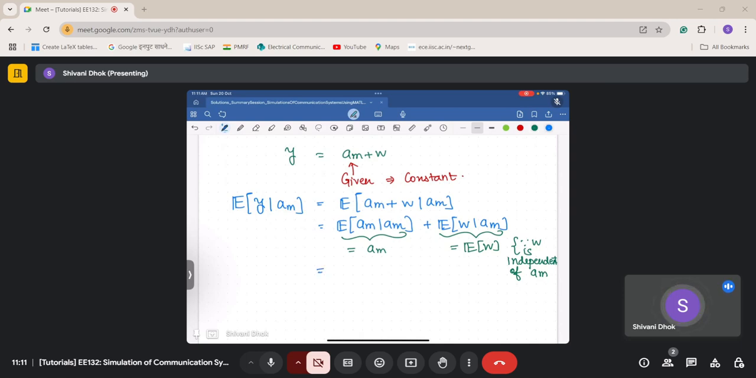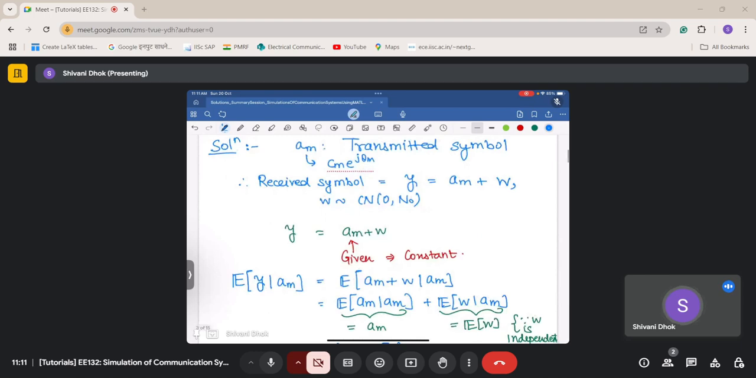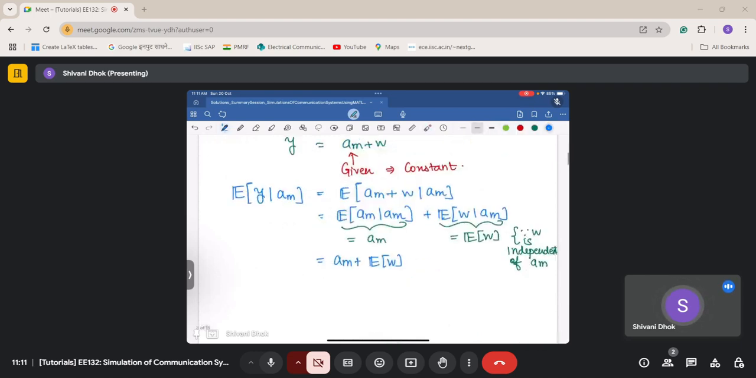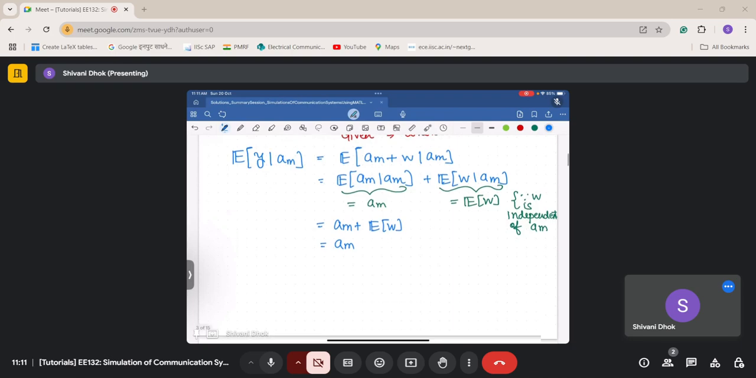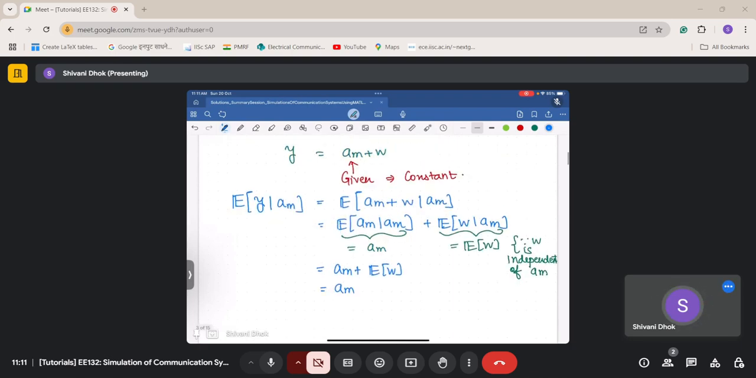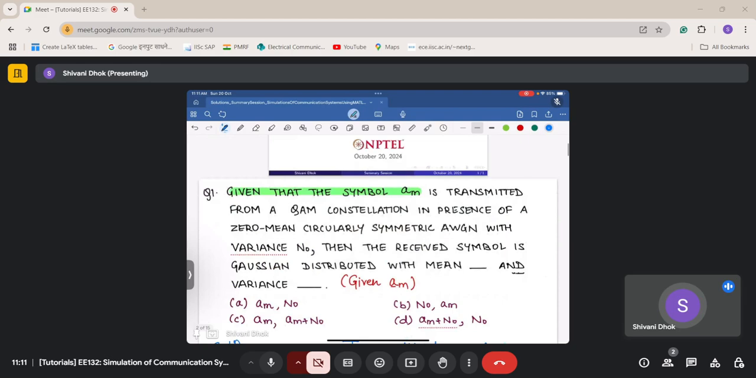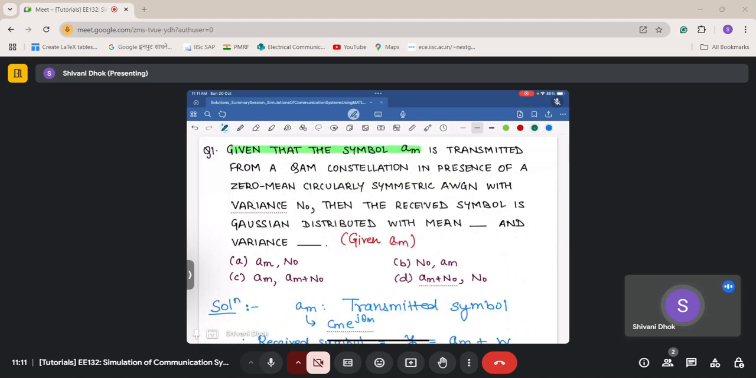Okay, so this is what we are getting. So we have AM plus expectation of W. And what is the mean of your W? It is a zero mean random variable. So therefore expectation of W will be equal to 0. So this comes out to be equal to AM. Okay, so this is your expectation. So what we found out is that the expectation of this quantity comes out to be AM.